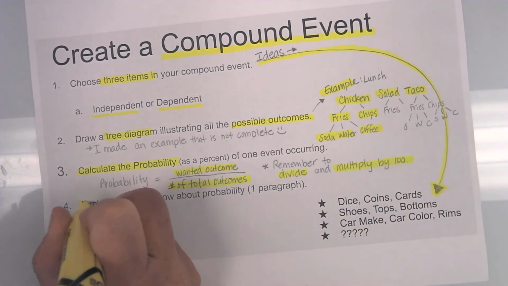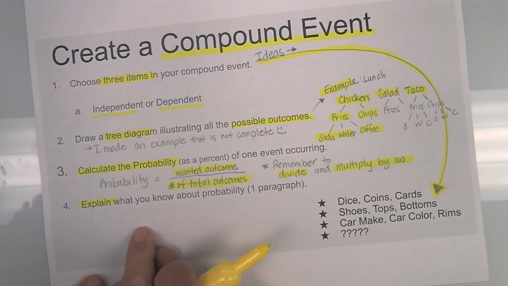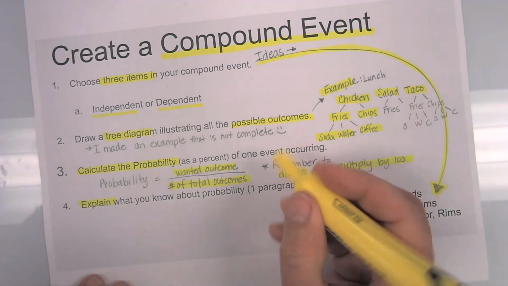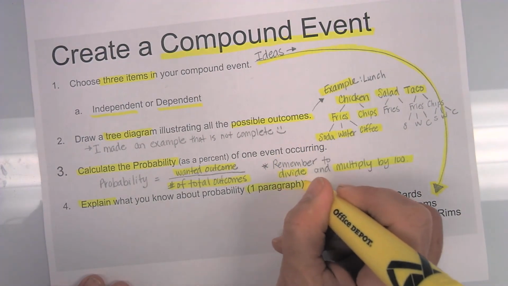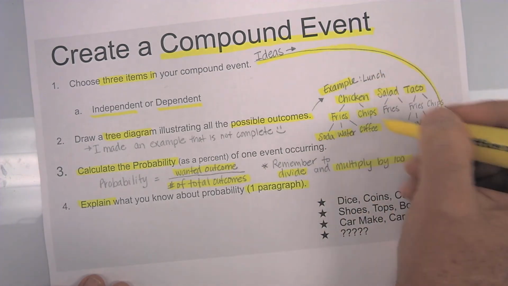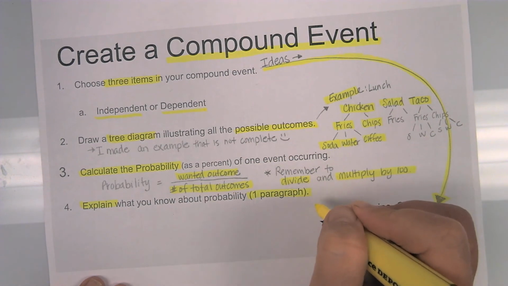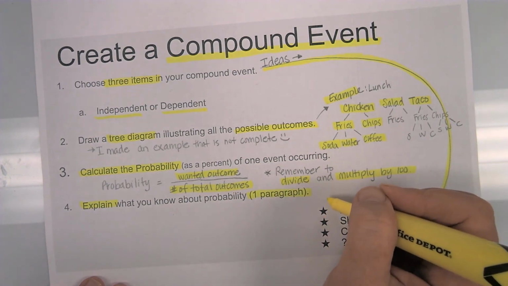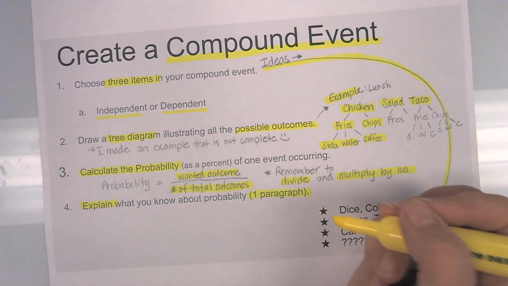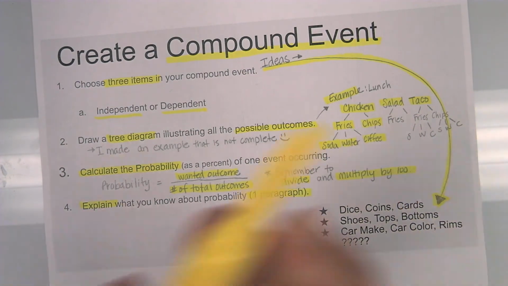Finally, step 4, and this is where you earn your credit, I want you to explain what you know about probability in 1 paragraph. So anything that you learned, you can describe your tree diagram, you can explain what you learned about the lottery. What did you learn? How can you share your knowledge of what probability is? If you have questions, make sure you ask.